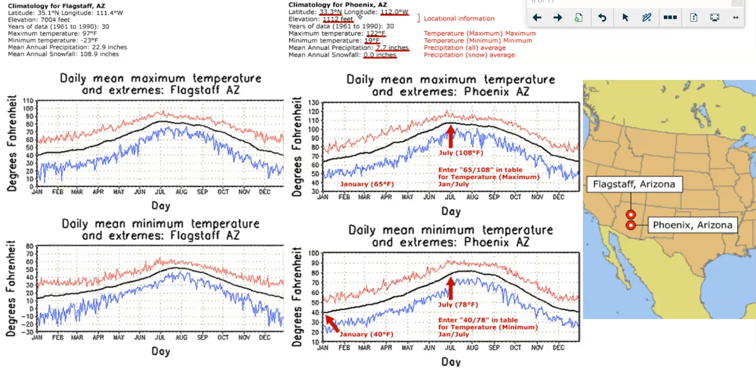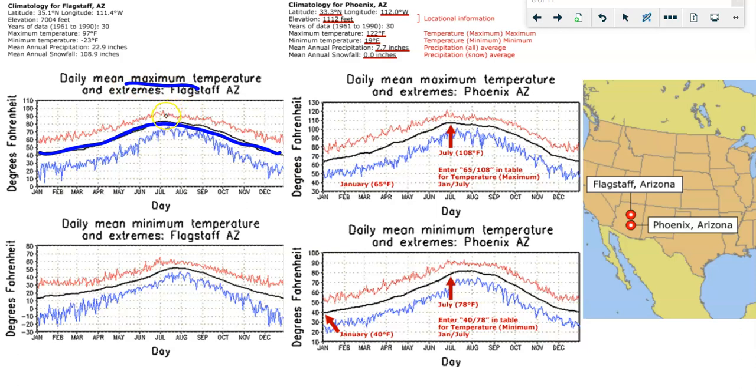But let's look at temperature and precipitation, because that's really what we care about, and we want to use the differences in temperature and precipitation and try to use the climate controls to explain why those are different. So what do we see? In Flagstaff, I want to look at my graph down here. I want to look at this line. So this is our maximum temperatures.